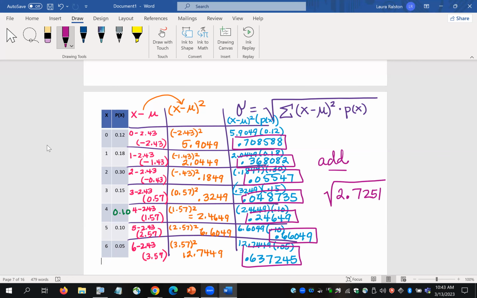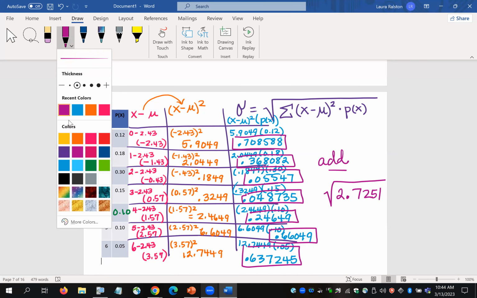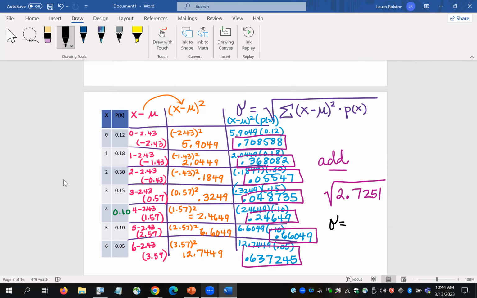And so the last step to get to my final answer is to take the square root of that number. And when I take the square root of 2.7251, I get that my standard deviation is 1.6507. It keeps going. Usually you're asked to round to 2 places. So we would say my standard deviation is 1.65. Guys, there's no other way to find it. You have to go through those steps.